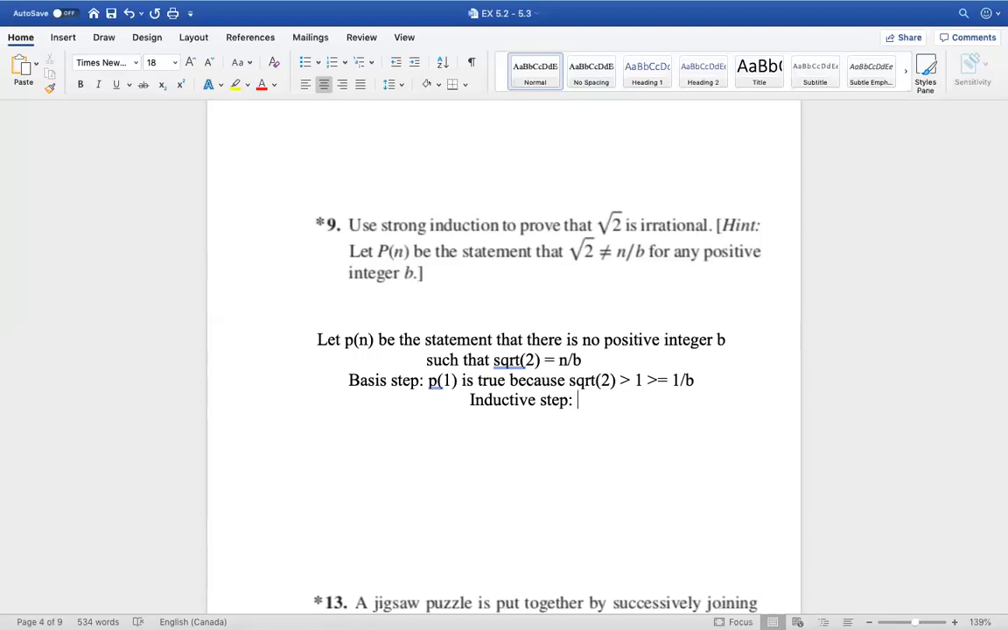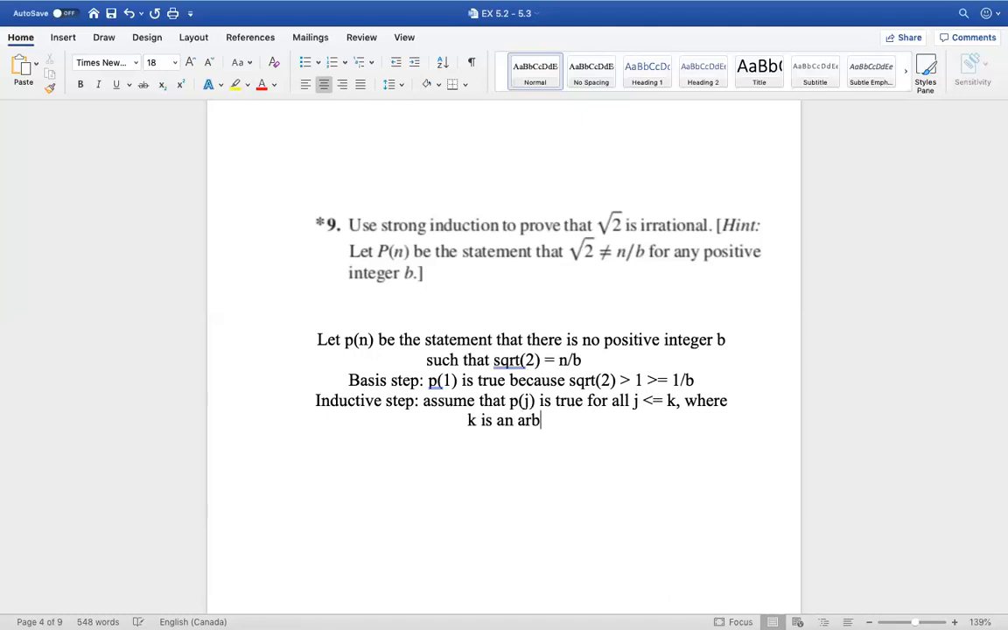In the inductive step, we have the inductive hypothesis. In the inductive hypothesis, we assume that P(j) is true for all j less than or equal to k, where k is an arbitrary positive integer. We need to prove that P(k+1) is true by contradiction.